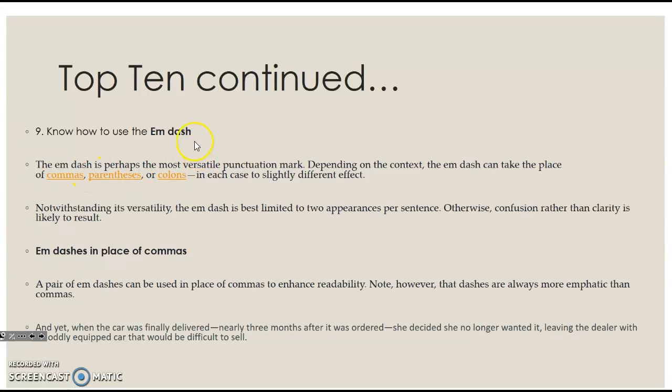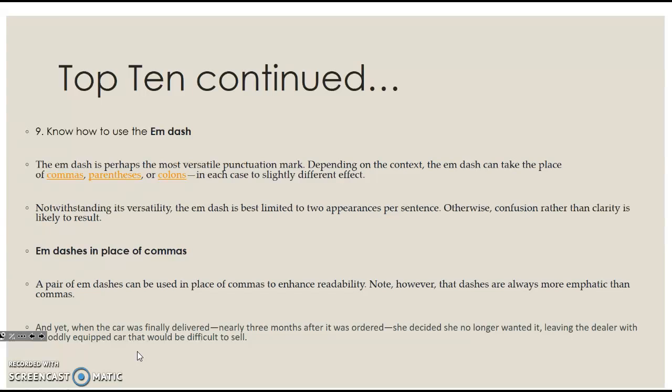Know how to use the em dash. That's relatively new, at least in my world. I don't use many dashes, but the em dash is pretty versatile. So you can take the place of commas, parentheses, or colons. In each case, it's a little different. So em dashes can be used in place of commas. You can do that to enhance readability. But dashes are always more emphatic than commas. So look at the example.